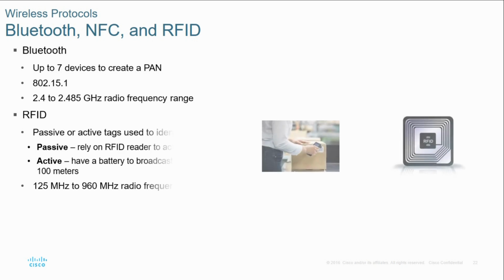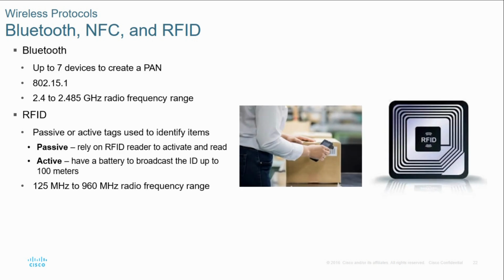On the other hand, the RFID, or the radio frequency identification, is a wireless non-contact use of radio frequency waves from 125 MHz to 960 MHz to transfer data. It can read and capture information stored on a tag, which is called an RFID tag, attached to an object. There are two types of RFID tags.